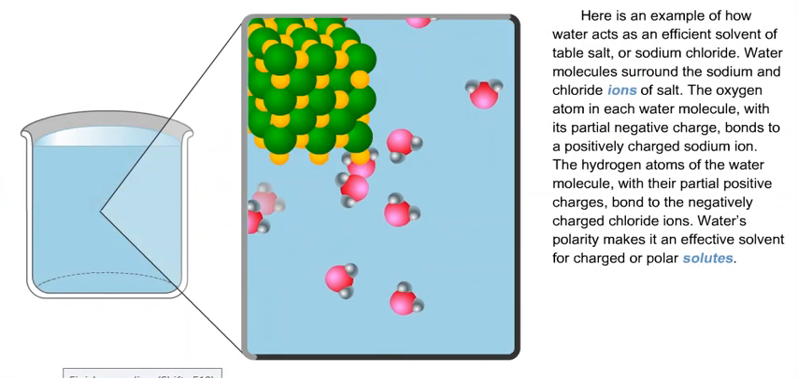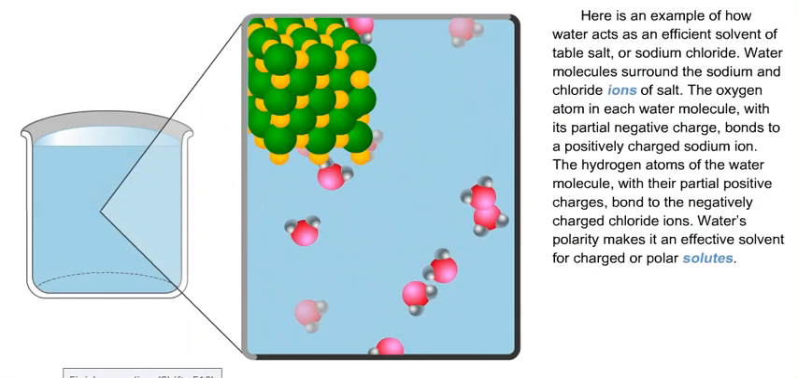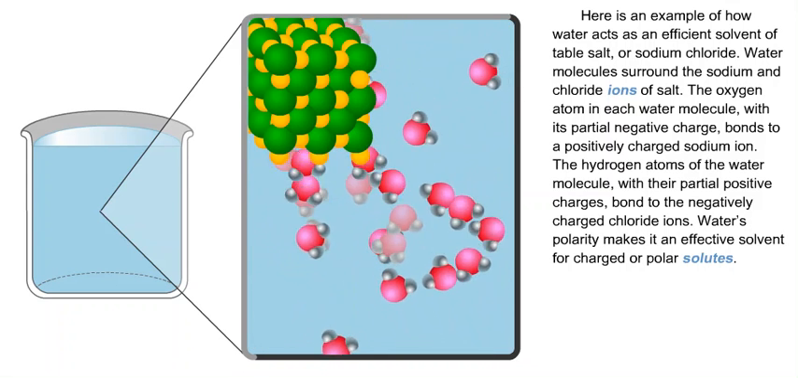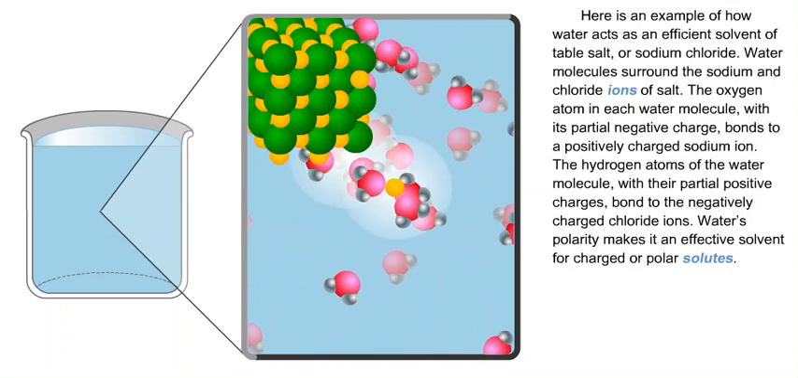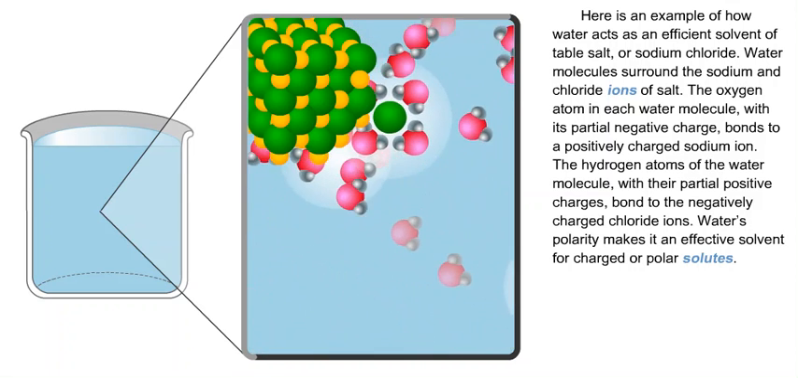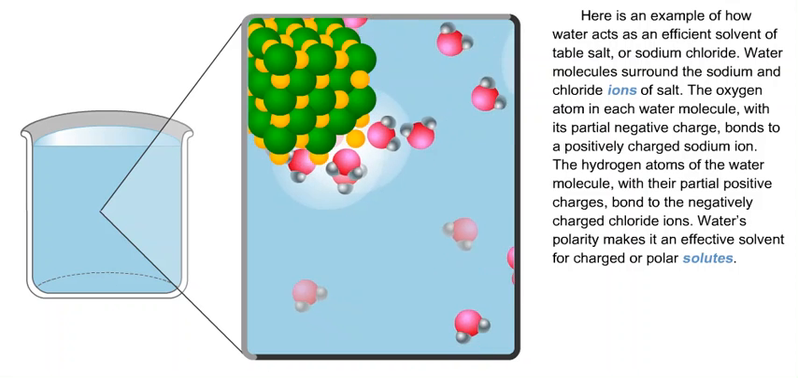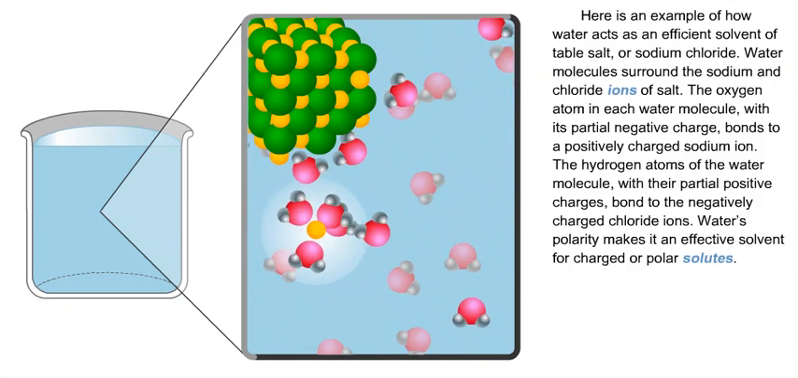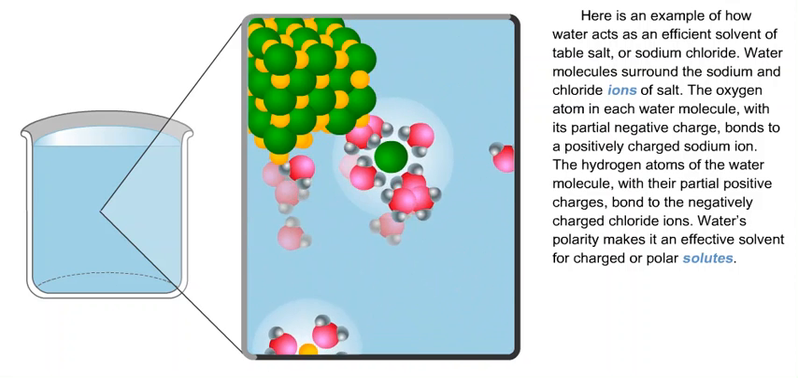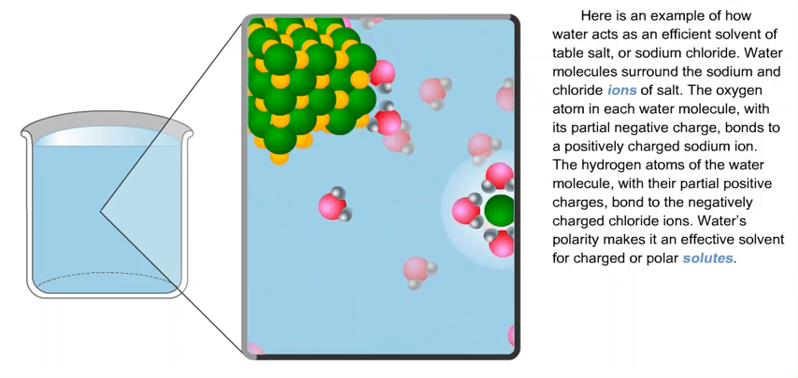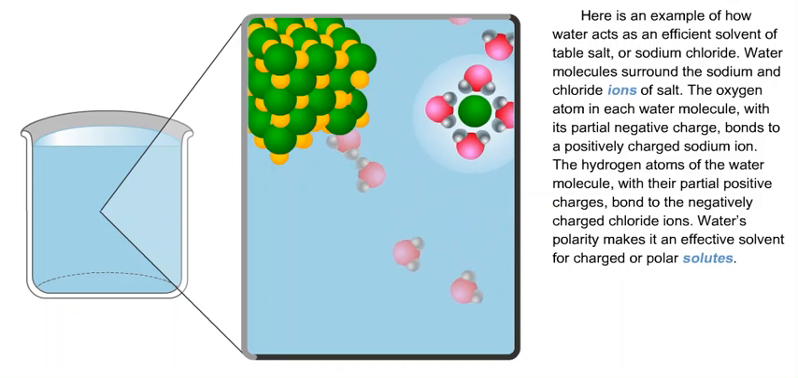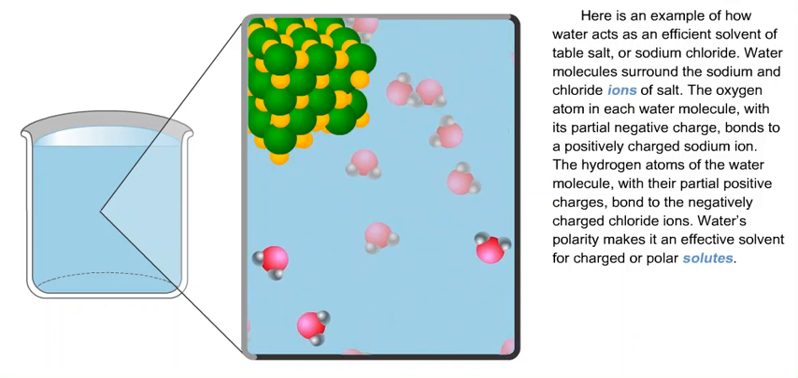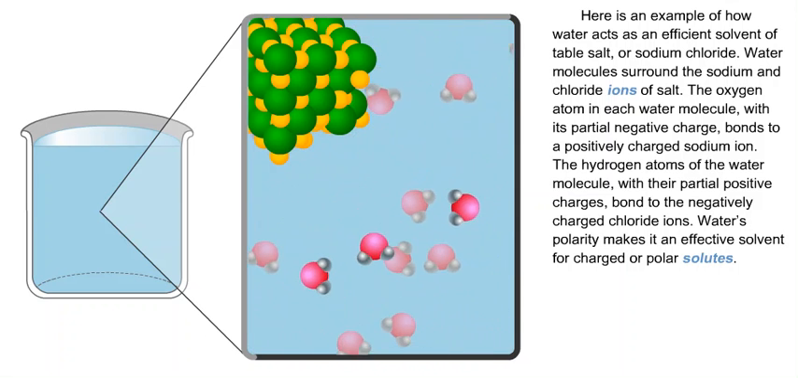Here's an example of how water acts as an efficient solvent of table salt, or sodium chloride. Water molecules surround the sodium and chloride ions of salt. The oxygen atom in each water molecule, with its partial negative charge, bonds to a positively charged sodium ion. The hydrogen atoms of the water molecule, with their partial positive charges, bond to the negatively charged chloride ions. Water's polarity makes it an effective solvent for charged or polar solutes.